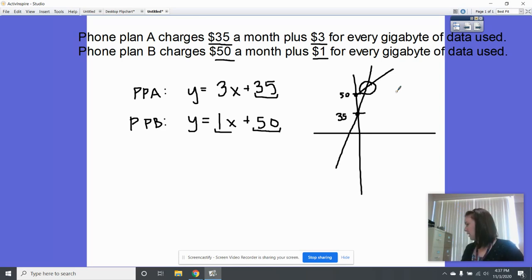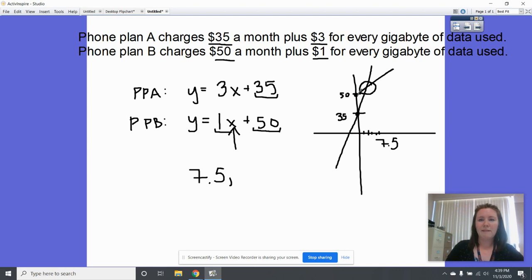Let me find a graph so I can actually solve this for you. Okay, after graphing it, I went through and actually did the work because I can't do it over here. We would have found out that it would have gone over 7.5, which means that they will have the same cost at 7.5 gigabytes, because our x value is 7.5 and x was the number of gigabytes. So at 7.5 gigabytes, the two phone plans are equal to each other.